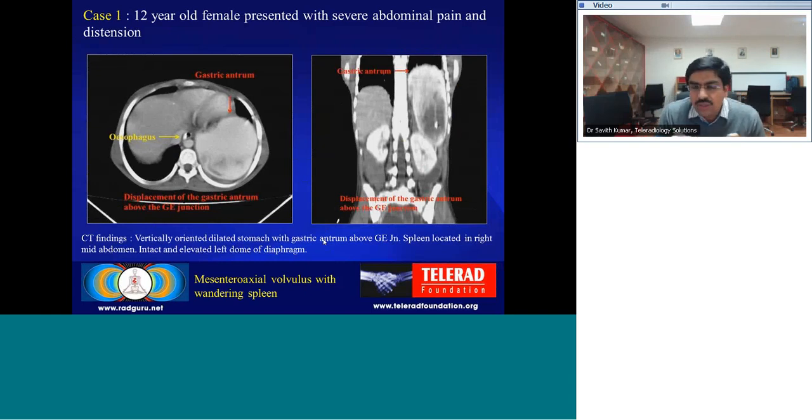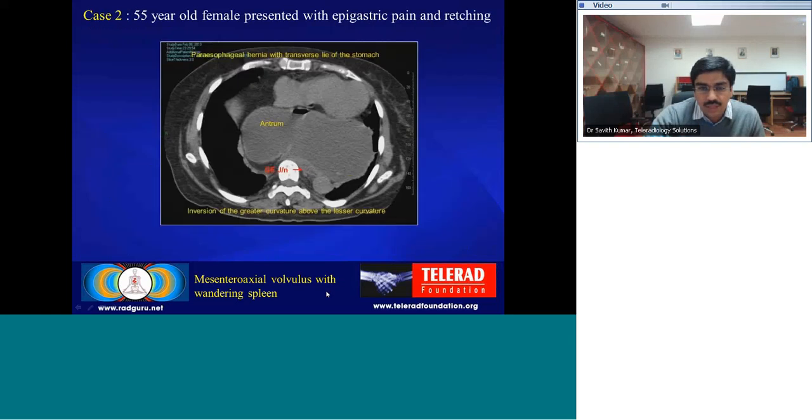The volvulus usually presents with a triad, which may be seen in some of the cases, called Borchardt's triad. This is in case of a gastric volvulus. The triad of symptoms are epigastric pain, intractable retching, and inability to pass the nasogastric tube. So this is a case of mesenteric axial volvulus with a wandering spleen. Let's go to the next illustration.